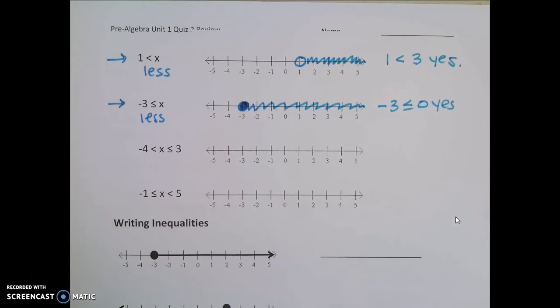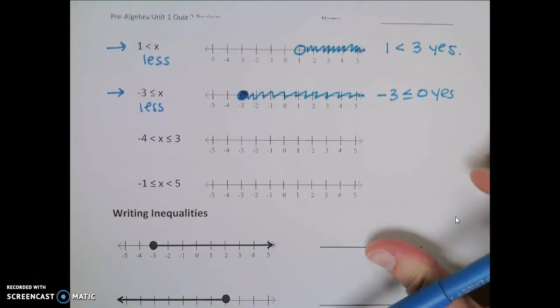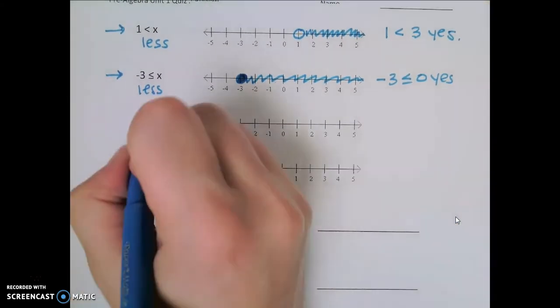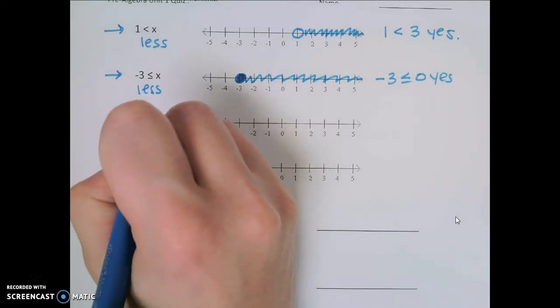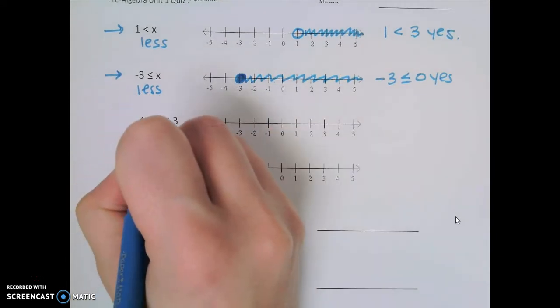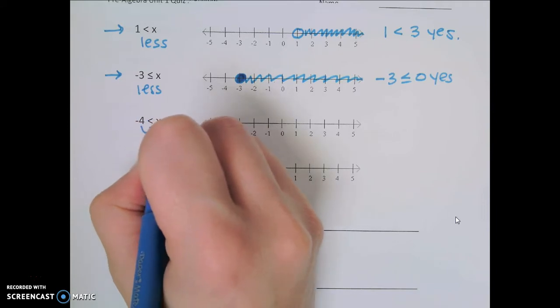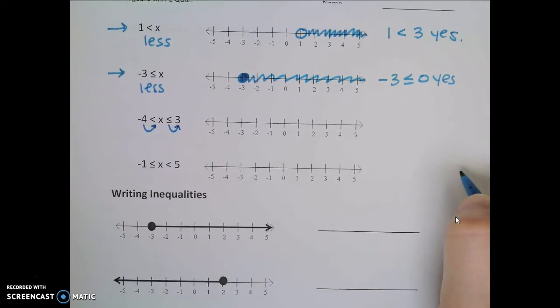Now, these next 2 examples are double inequalities. That means we're going to have 2 circles. So -4 being less than x. So the -4 goes with this symbol, and then x being less than or equal to -3, that goes with the next number. Okay, so we're going to have 2 circles.